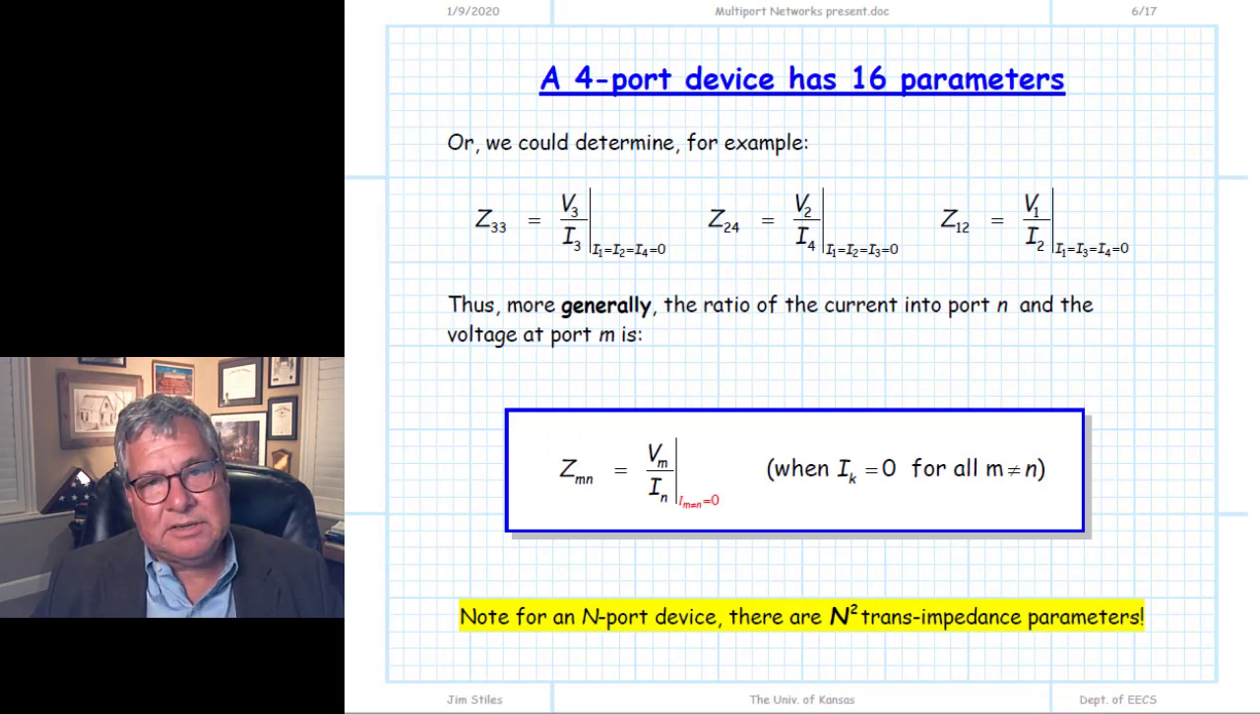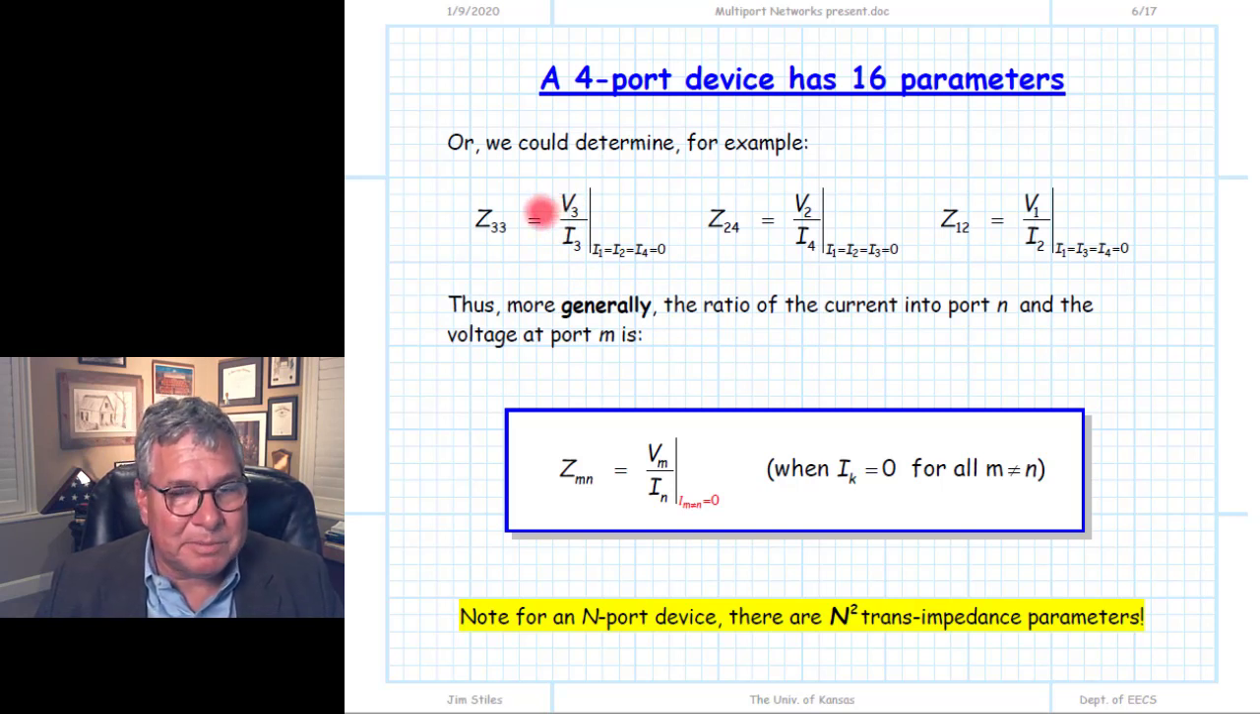So we can continue with this, and we can take any combination of ports with a non-zero current and a port where we measure the voltage, and construct any number of transimpedance parameters. We can do this even where we look at the current at port 3, the only non-zero current, with the currents at ports 1, 2, and 4 equal to 0, and compare that to the voltage at port 3. So this is sort of like an input impedance, but not exactly, because we have a multi-port device. It's the ratio of the voltage at port 3 to the current I3 when there is only a current at I3. We call that transimpedance parameter Z33.